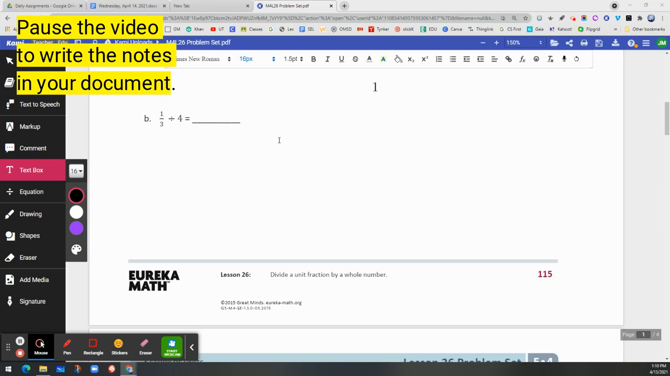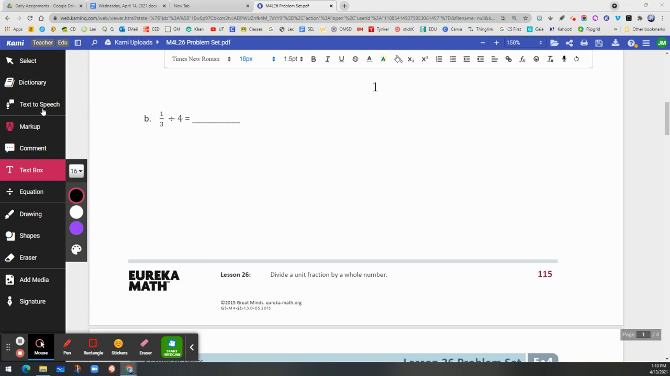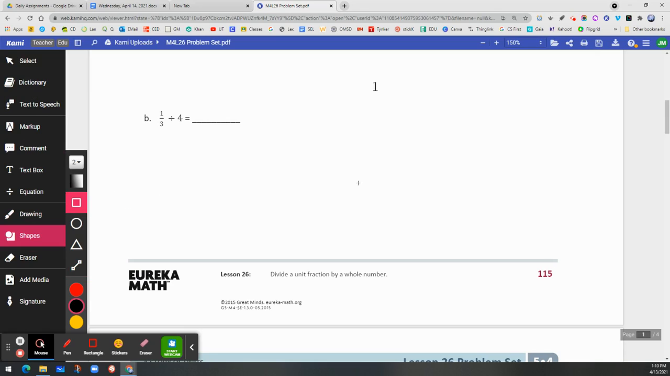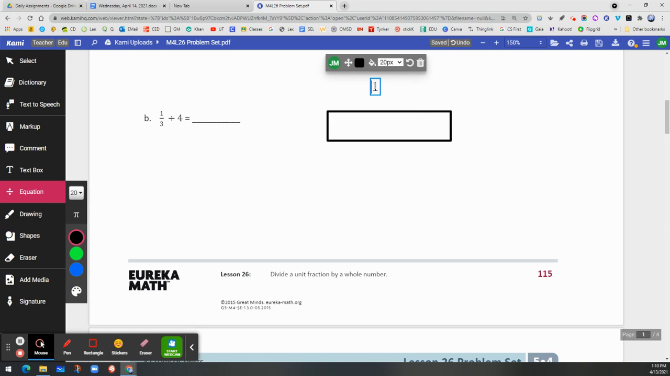So we're looking at dividing a fraction by a whole number. Okay, so let's start with a tape diagram. I'm going to create a tape diagram, and I'm going to get rid of the number on the top. I might leave it there. That means that the whole thing equals 1.